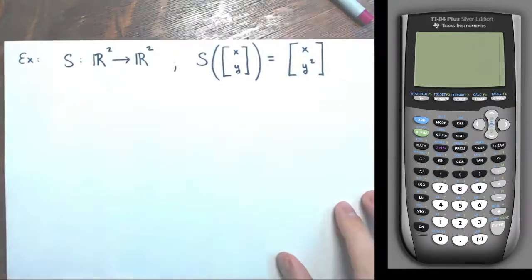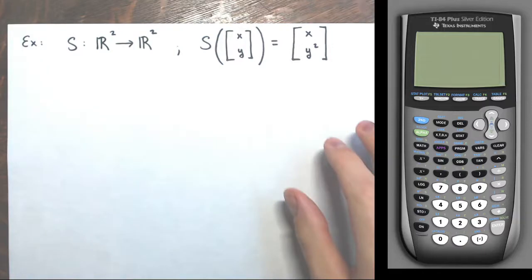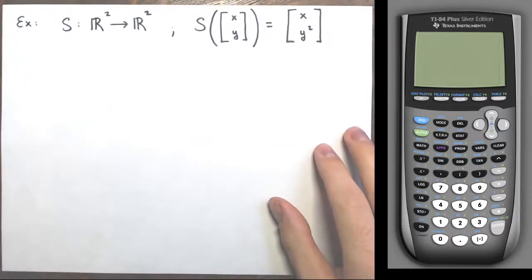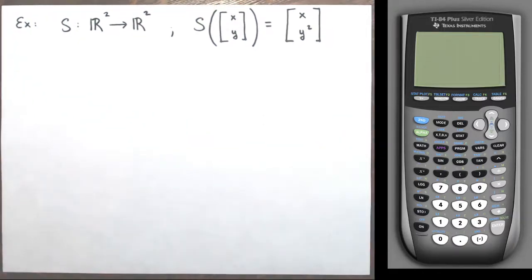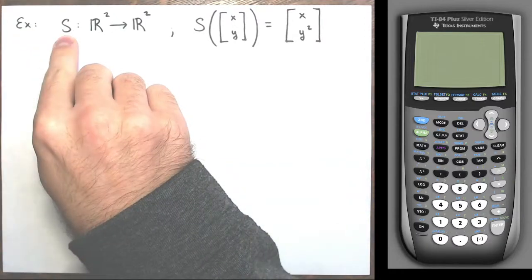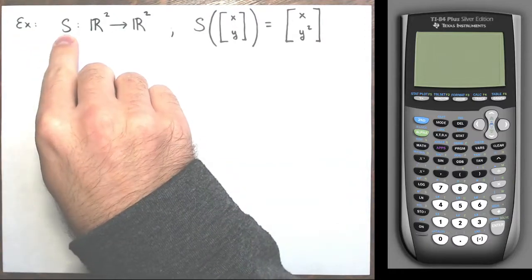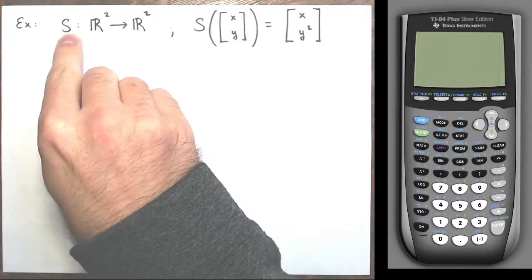Next example. Here I have a transformation called S this time, right? In the last video I made on transformations, and in this video so far, every transformation has had the name of T, but it doesn't have to be that way. You could call it whatever you want, right? This is S. So here's transformation S from, again, R2 to R2.